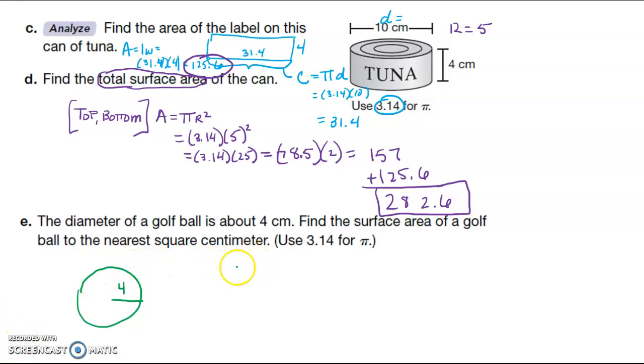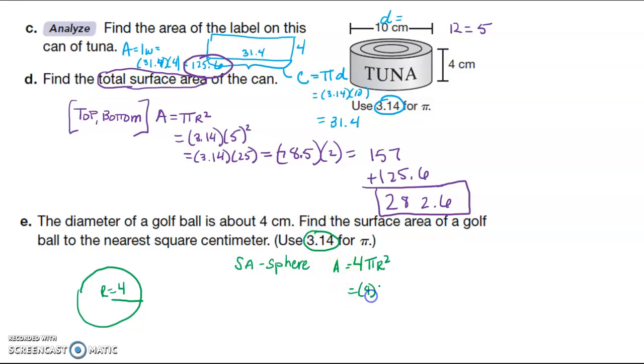Okay, so this is a formula you might want to write down in your spiral. I'm trying to think if it's on a test or not, but the formula for the surface area of a sphere, which is what a golf ball is, is 4 pi r squared. So this is just for a sphere. And now we can plug in what we have, but because we know that r is equal to 4, it says use 3.14 for pi.